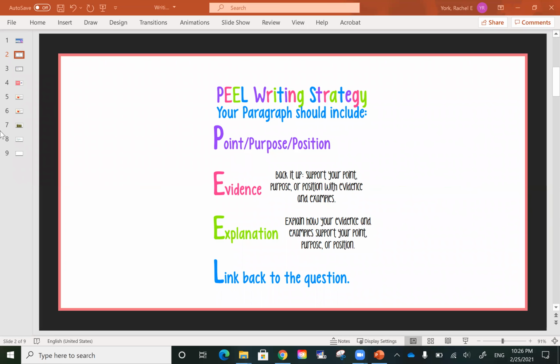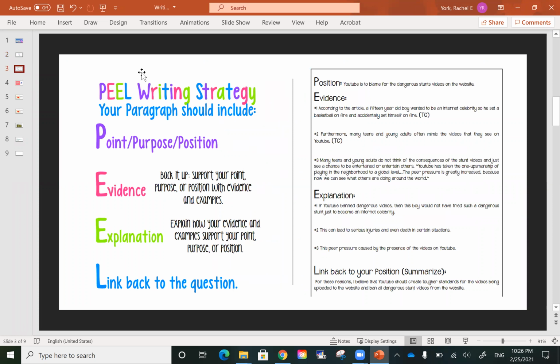Okay, get rid of my notes there, and we'll go to the next slide where we can have an example here. So I have the graphic organizer up for you to look at so you can kind of see what it looks like in practice. So the position given is YouTube is to blame for the dangerous stunts videos on the website. Okay, that is a claim.